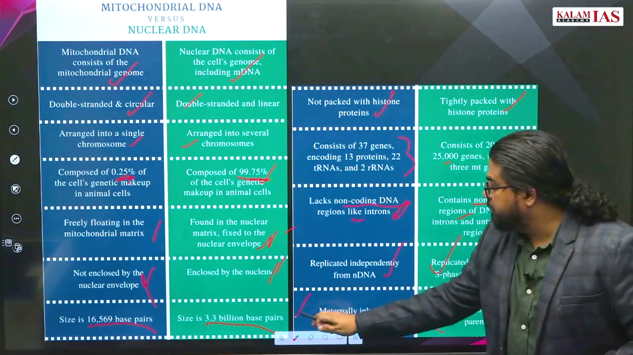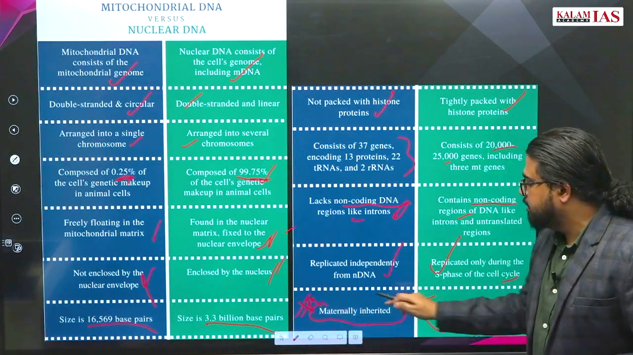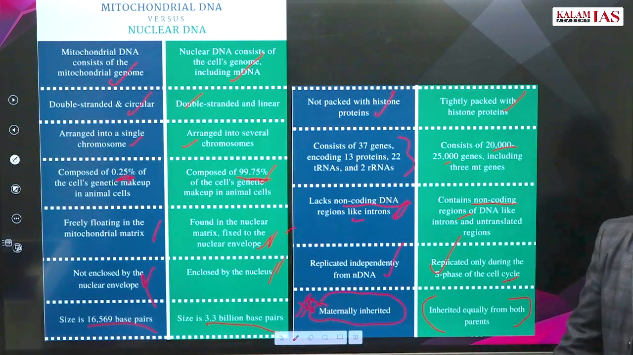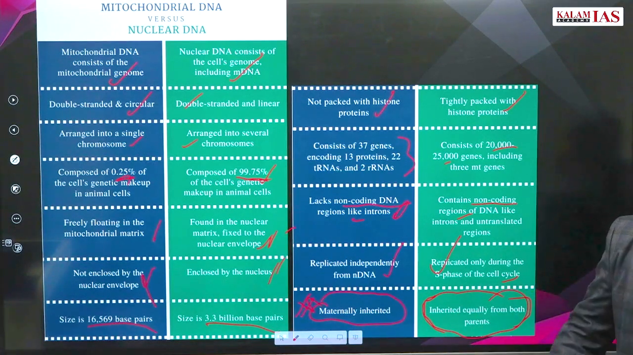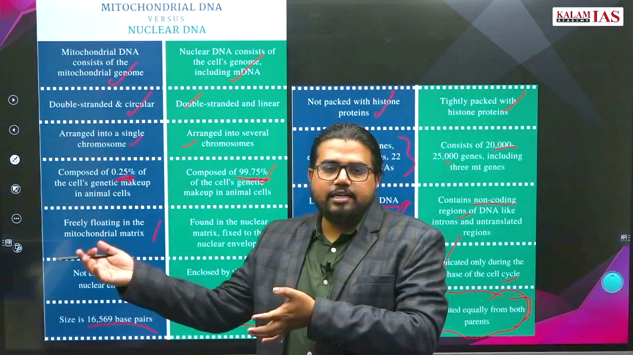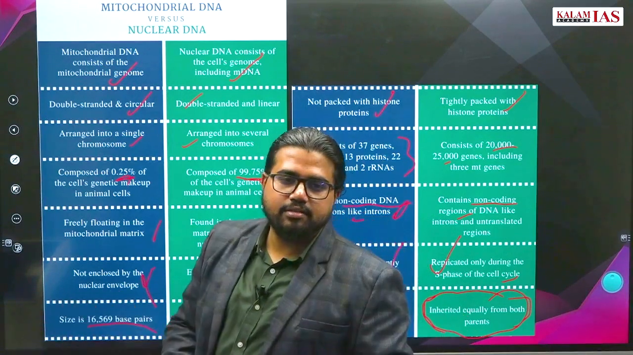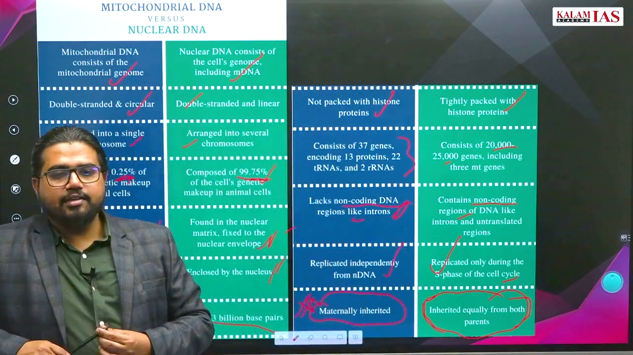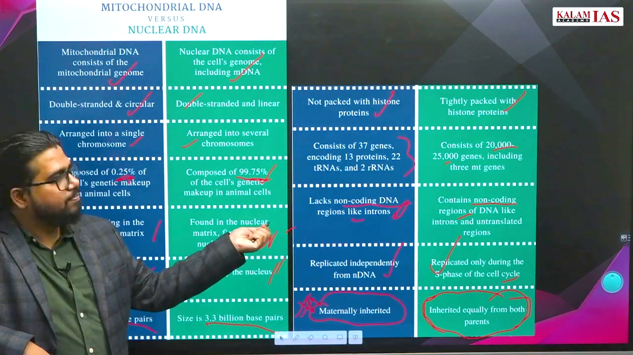This is a very important point. Mitochondrial DNA is inherited only from the mother, it's only maternally inherited, while nuclear DNA is inherited from both the parents. So, is the sex of an individual determined by mitochondrial or nuclear DNA? Obviously, from nuclear DNA only.